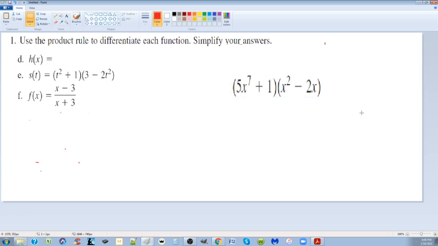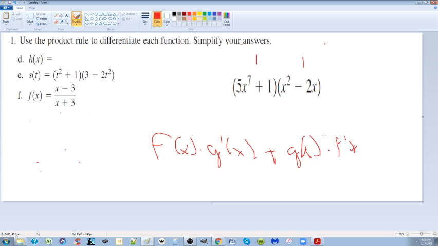It's the same rule. Find the derivative of this one, derivative of that one, and then it's f of x times the derivative of the second one, plus the function of the second one times the derivative of the first one. This derivative is 35x to the 6. And this is 0, so nothing. And the derivative of this one is 2x minus 2. So there's the derivatives, and there's the functions. And just plug them in.